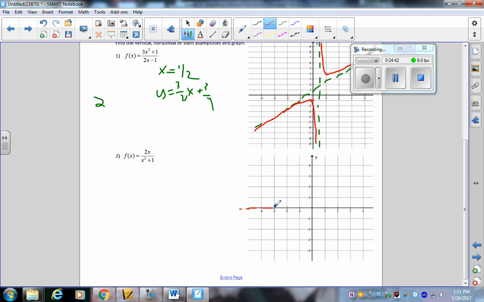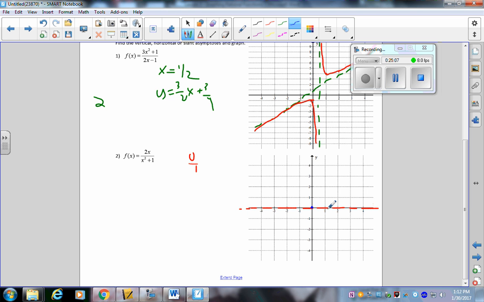Now, remember, the graph can go through a horizontal. All it really does is kind of tell us about our end behavior, what your ends are approaching. So let's figure out some points here. We can go ahead and figure out our x and our y. Let's figure out our y-intercept. So let's plug in 0. That means I get 0 over 1, which is 0. And we talked about that, it can cross.